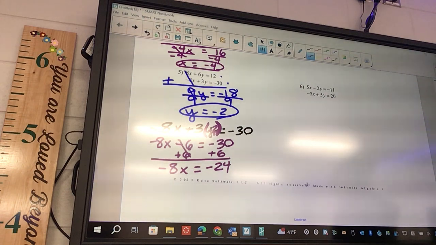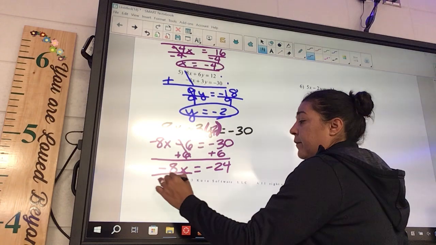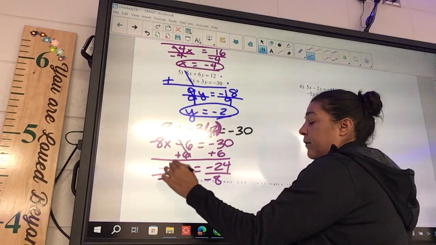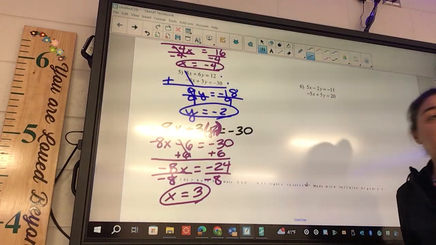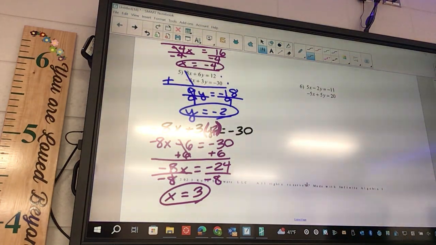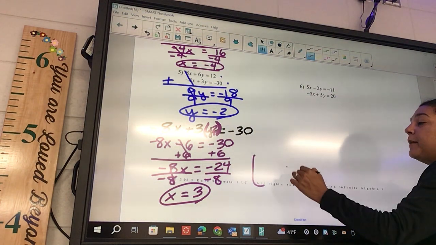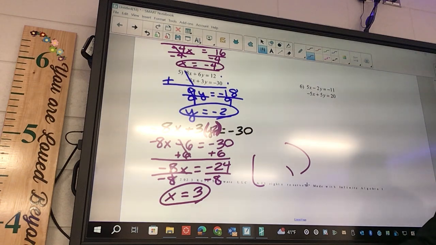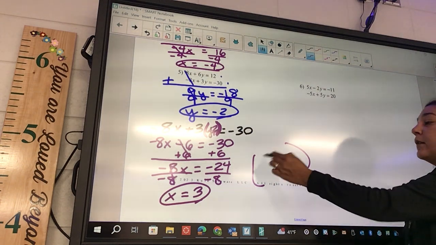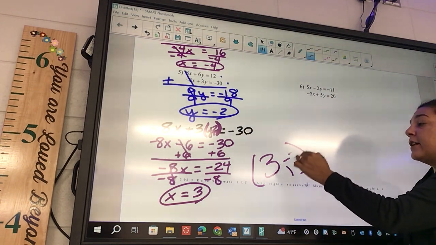Okay, and then what's our last step always? Divide by negative 8. So we're going to get x equals 3. Okay, when I write my coordinate, which one comes first? X. The x, which is what? 3. And my y is negative 2.